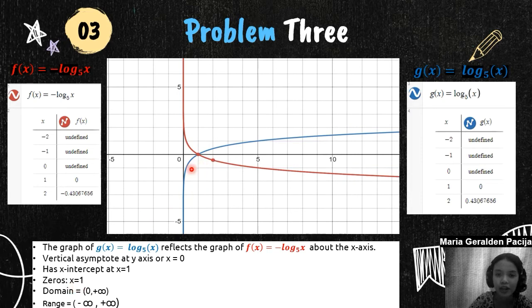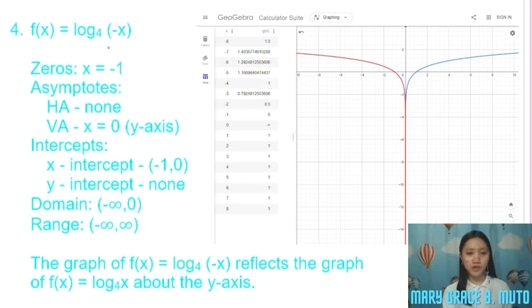Now for our domain and range, as we all know, domain can be found by finding where the function is defined. Now for our domain, we have 0 and positive infinity, and our range, which is constant, negative infinity and positive infinity. Okay, so for number 4, we are given the function f of x equals log base 4 of negative x. So we have its graph and its table of values. Using this, we can identify the characteristics of its graph.